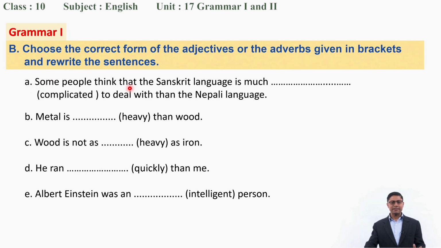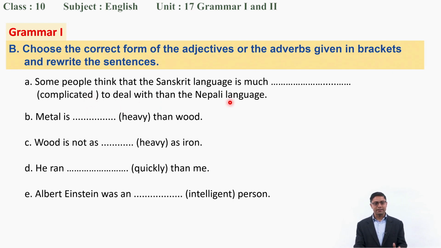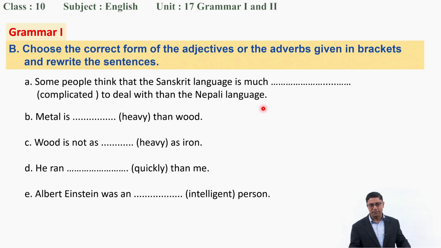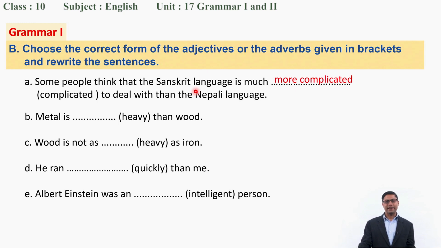Some people think that the Sanskrit language is much, in the brackets we have complicated, it's an adjective, to deal with than the Nepali language. So which form do you think we use here? Positive, comparative or superlative? Can you say? Okay, that's good. We use comparative because we are making a comparison between two languages. That's why more complicated. More complicated.